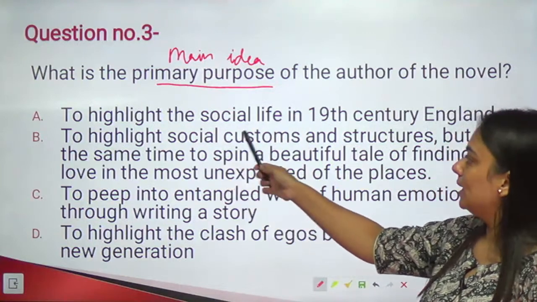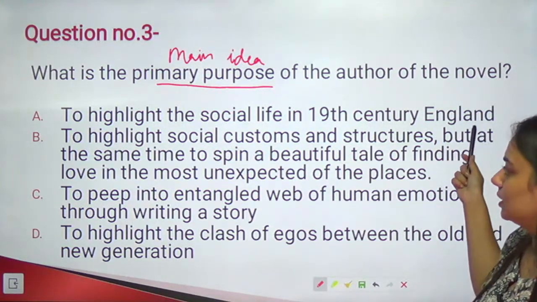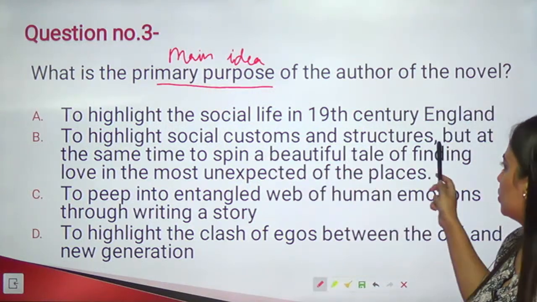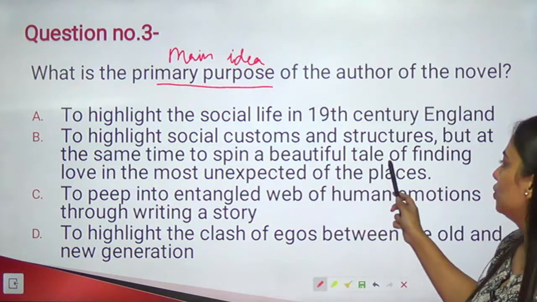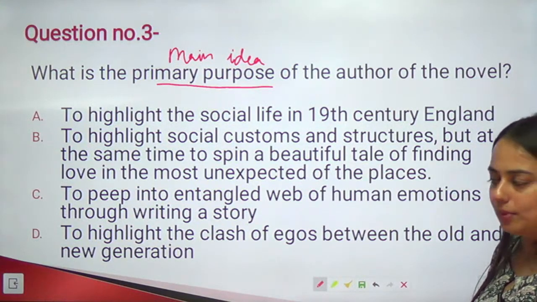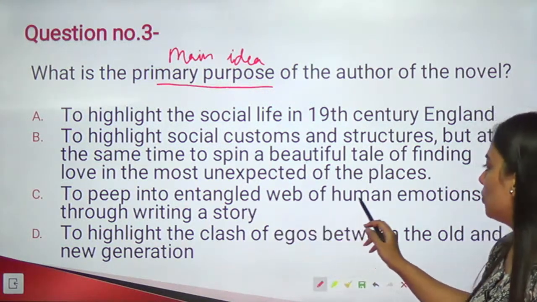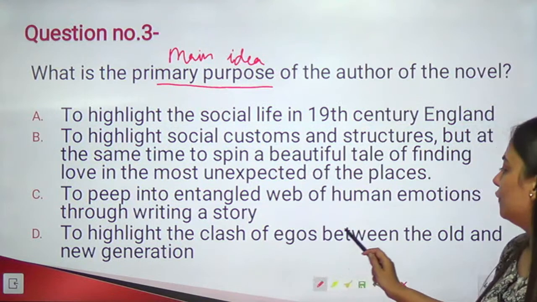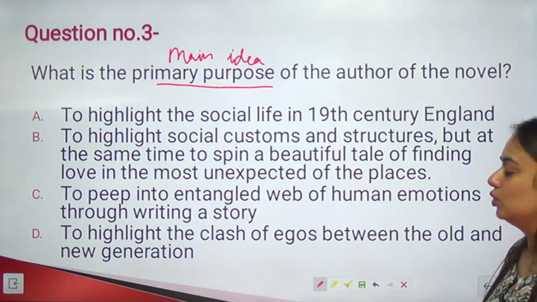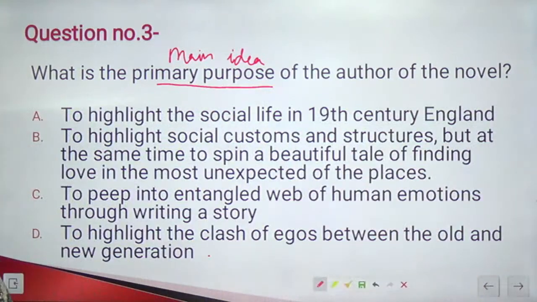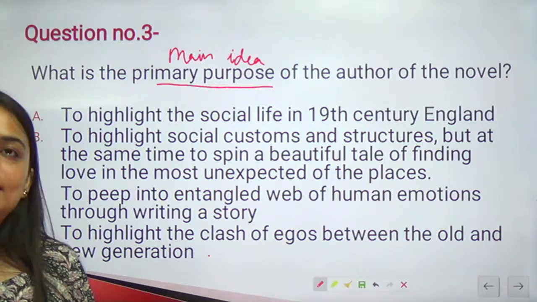Was his purpose to highlight the social life in 19th century England? Okay, this can be one. Let us see more. To highlight social customs and structures, but at the same time to spin a beautiful tale of finding love in the most unexpected of places. This too can be our answer. To peep into the entangled web of human emotions through writing a story, or to highlight the clash of egos between the old and the new generation. Drop in your answer for this one, everyone. Let us see how much you understood.